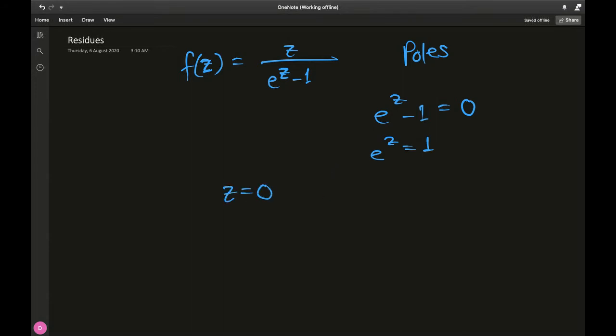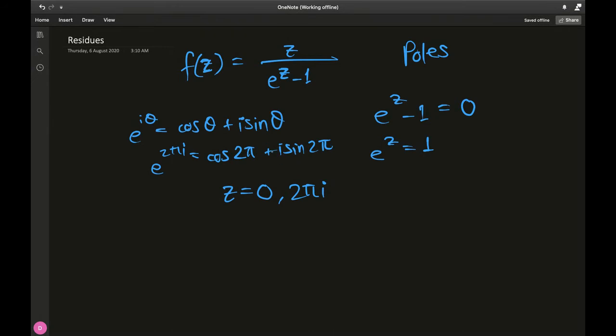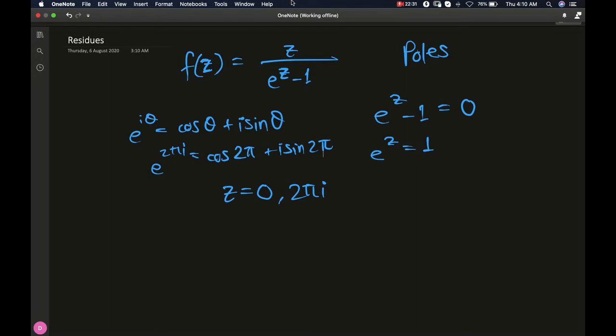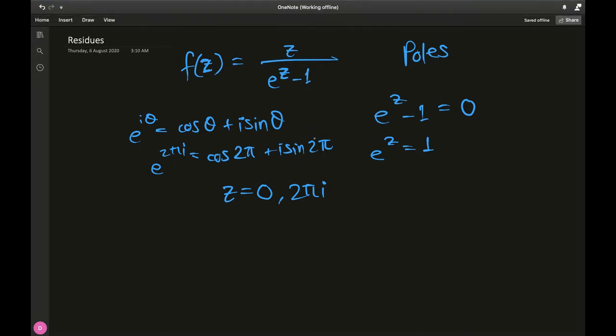So if z is 0, e to the 0 is 1. And if you remember this formula, e to the i theta is cosine theta plus i sine theta, we can actually have that. So for example, 2 pi i: e to the 2 pi i is cosine 2 pi plus i sine 2 pi. Well, sine of any integral multiple of pi will be 0. Cosine of an even multiple of pi is always 1. So we have that. And then 4 pi i by the same argument.